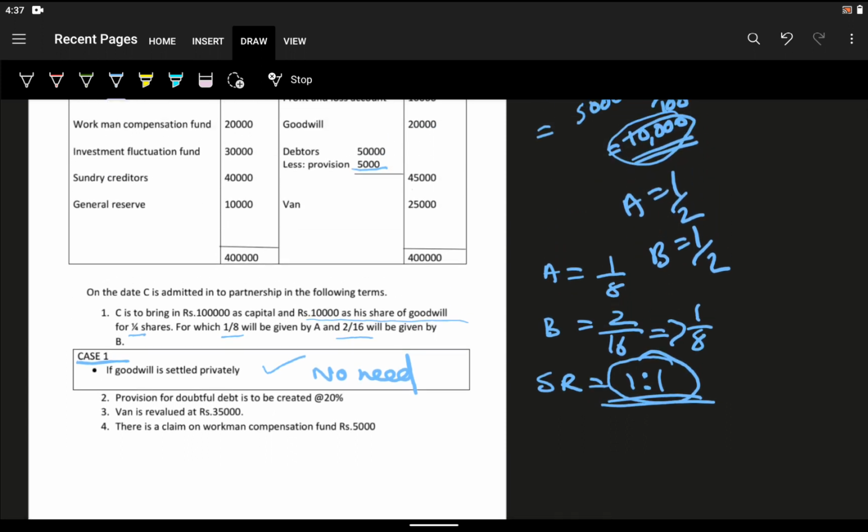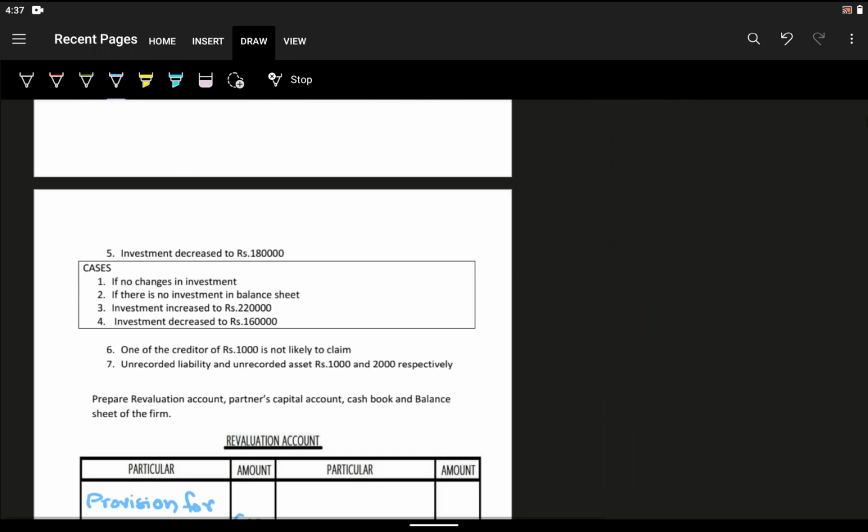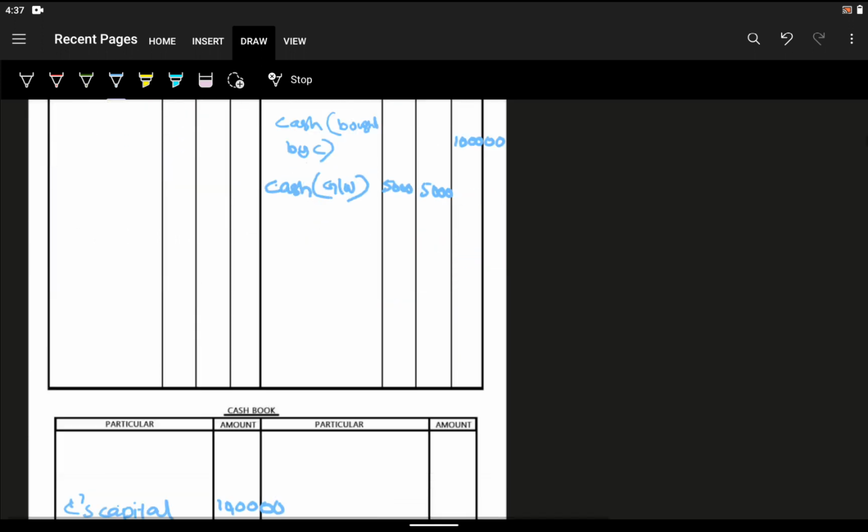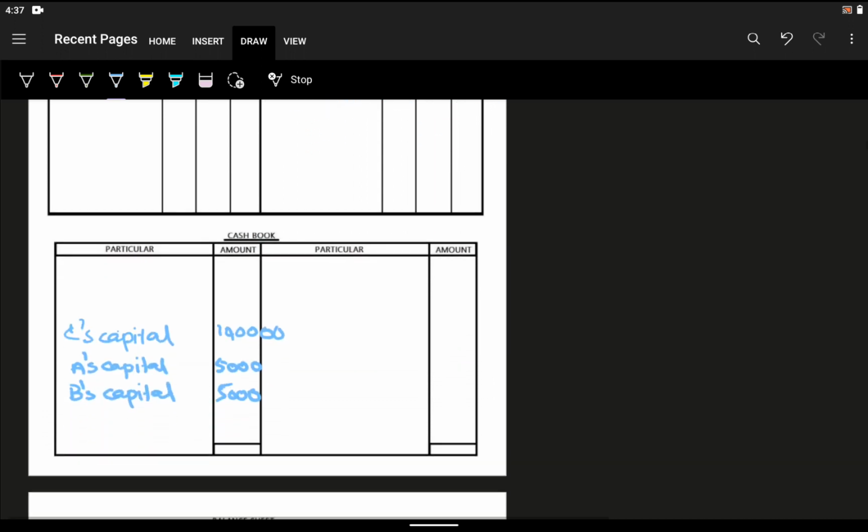Van is revalued at rupees 35,000. What is the value of van here? Only 25,000. And it is revalued at rupees 35,000. So how much extra is increased? 10,000 is increased. So that is a profit to the business. So we'll write it on the profit side of the revaluation account. We'll write van here, 10,000.